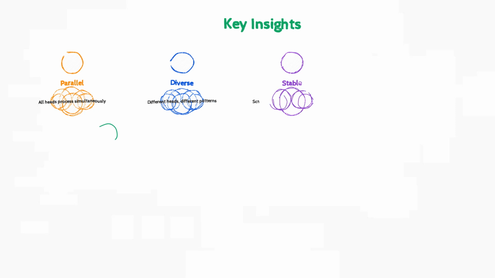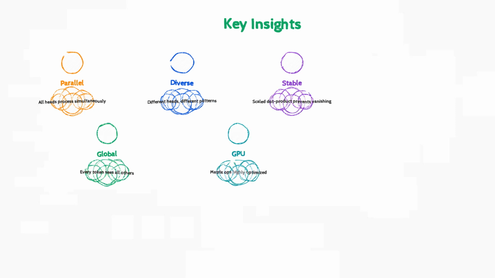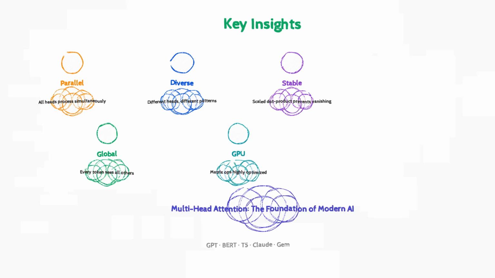Let's summarize the key insights. Multi-head attention enables parallel computation. All heads process simultaneously, making transformers highly parallelizable and perfect for GPU acceleration. It captures diverse relationships. Different heads learn different linguistic and semantic patterns. The scaled dot product prevents gradient vanishing, keeping training stable even in deep networks.